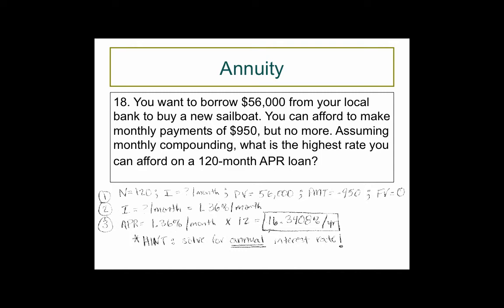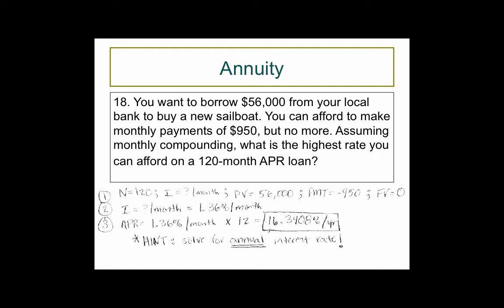We have 120 months, so I'm going to put in 120 for my N. Now, they tell you that this is a 120-month loan. What they're basically telling you is that there's compounding going on a monthly basis. So you also have to figure out what the monthly interest rate is for I. In this situation, we're solving for I. So keep that in mind, and I'll tell you why we should keep that in mind when we get to the answer. Let's go ahead and put in the present value.